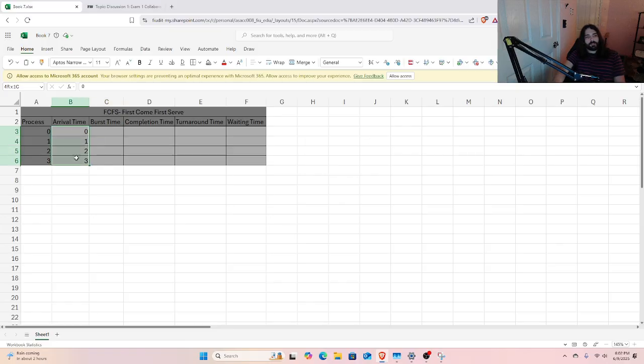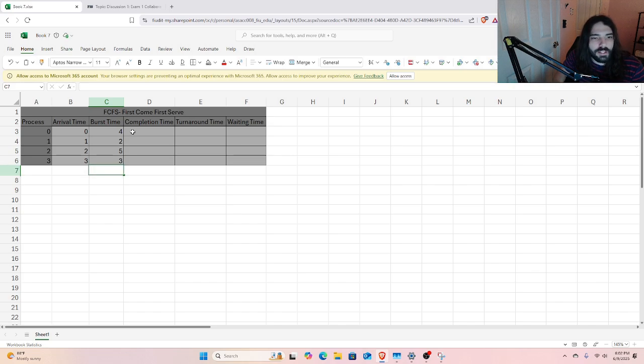So the arrival time, this is in milliseconds, is just what time it actually arrived into the scheduler. The burst time is how long the process needs to run for. In this case, we just enter random values here. So 4, 2, 5, and let's say 3.